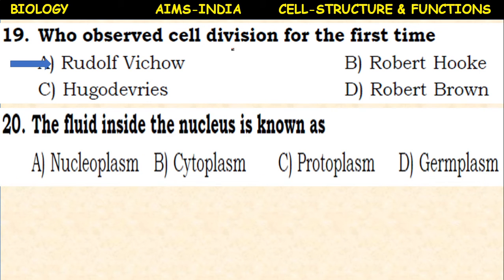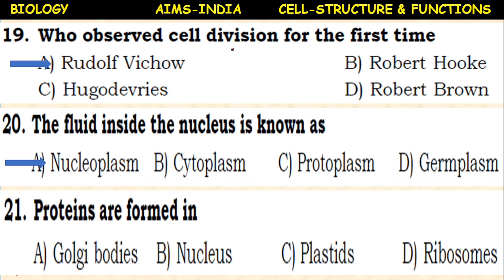The fluid inside the nucleus is known as, the fluid inside the cell is known as cytoplasm, protoplasm, okay, nucleoplasm. It is nucleoplasm. Proteins are formed in the apparatus, the cell organelle which is involved in protein synthesis. Golgi bodies, nucleus, plastids or ribosomes. Which organelles are called protein factories of the cell? Ribosomes. So option D.